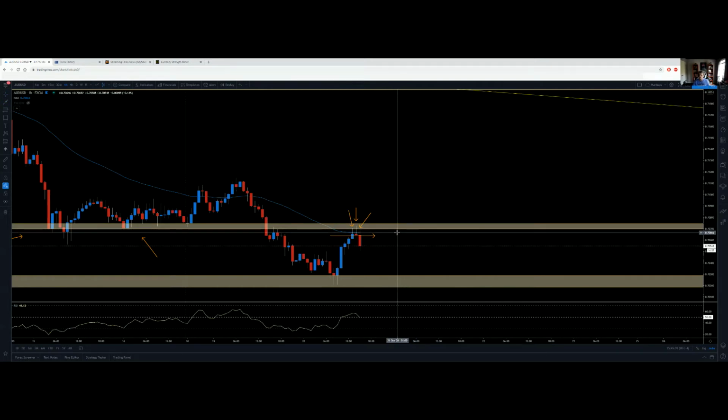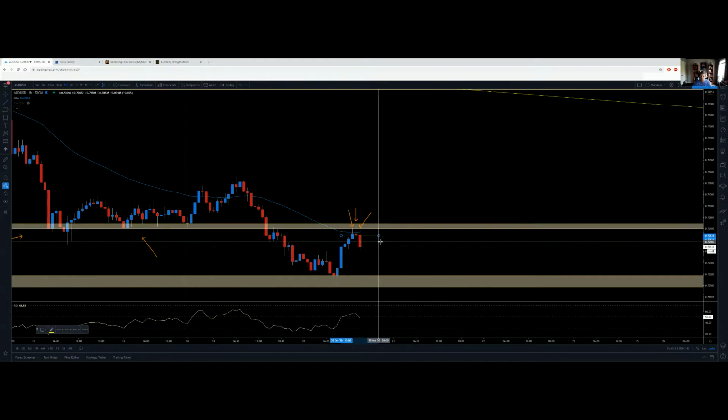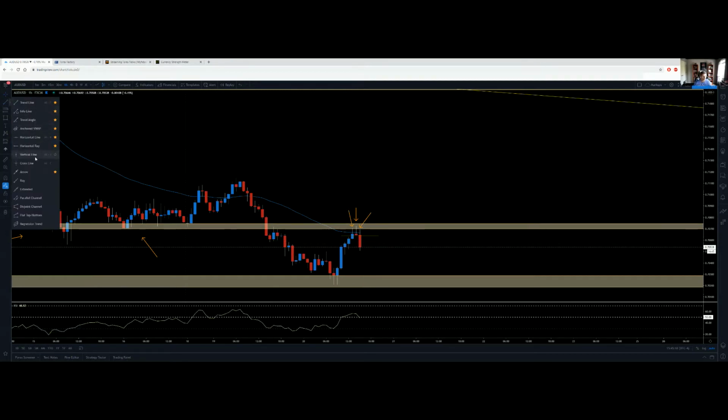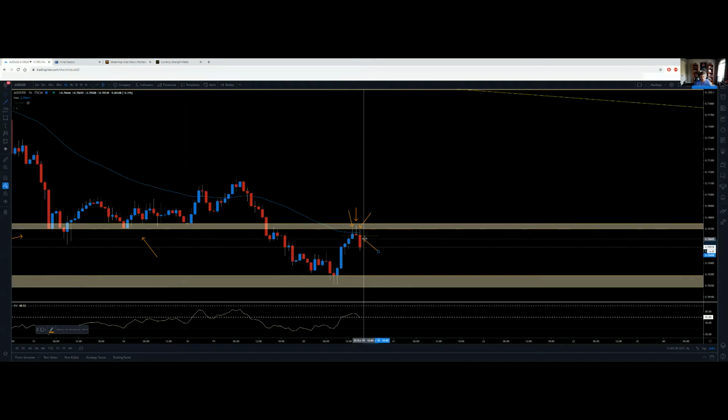Typically when you get that upper rejection wick, it'll start moving down. A good area to enter on is a break of that previous 15-minute, or I'm sorry, now we're on the hour, the previous hour low. So I took an entry right here as it was breaking that low.